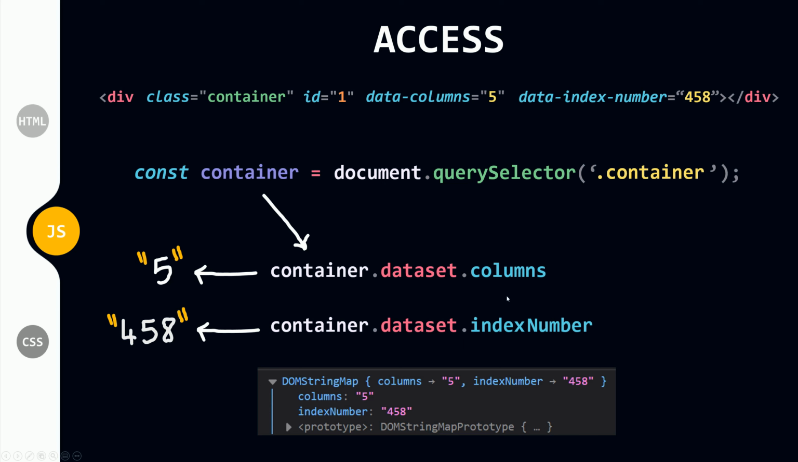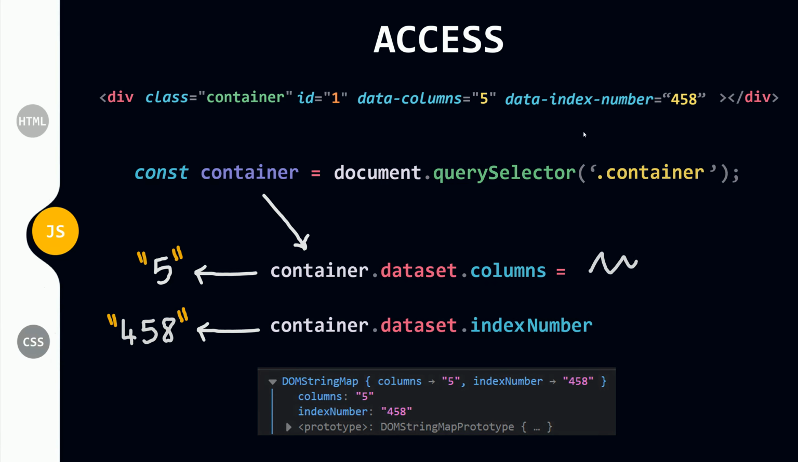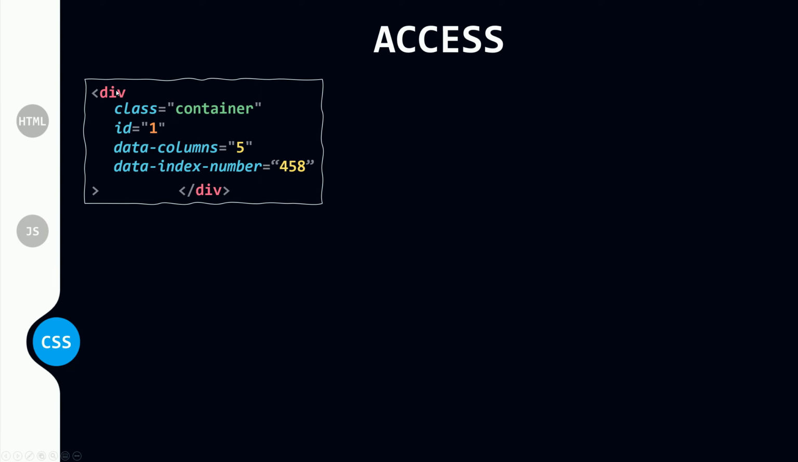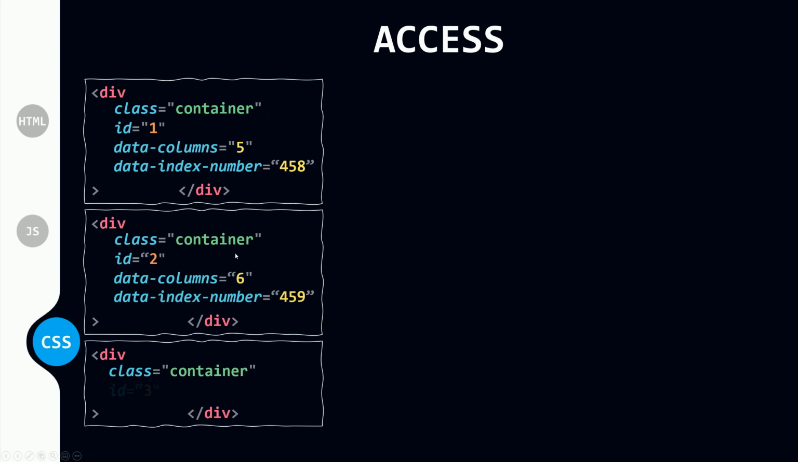This is how you can read the values of your custom attributes using the dataset property. And if you want to change their values, you simply assign a value to the dataset, then the name of your custom attribute. Now let's move on and see how you can access the data attributes using CSS. I will start here with some divs. I have here our old div with the class container, ID 1, data-columns, and data-index-number. Now I still need one other div and then a third div that doesn't have any data-columns, so it just has the class and the ID.